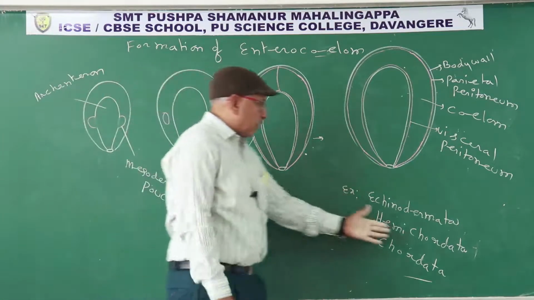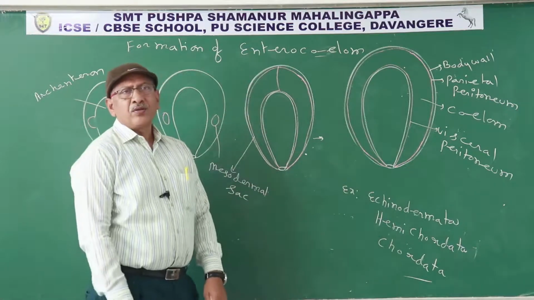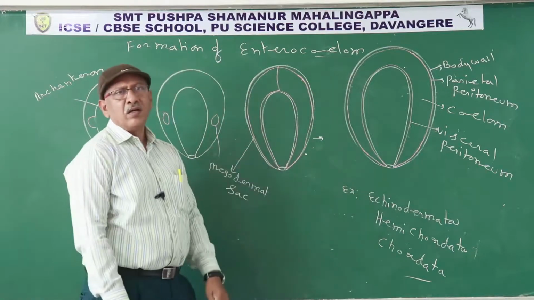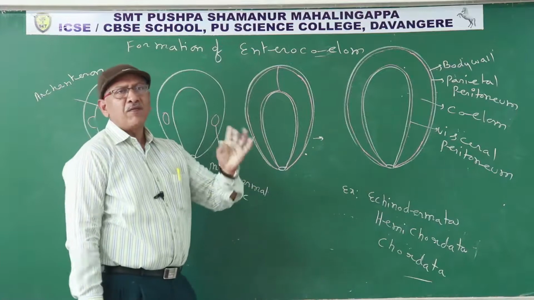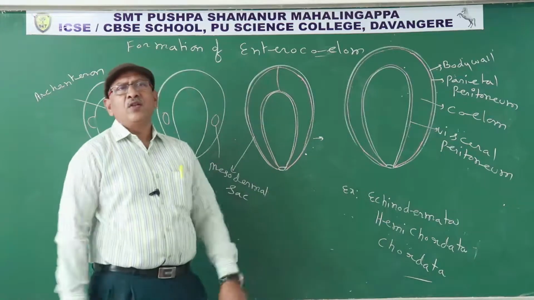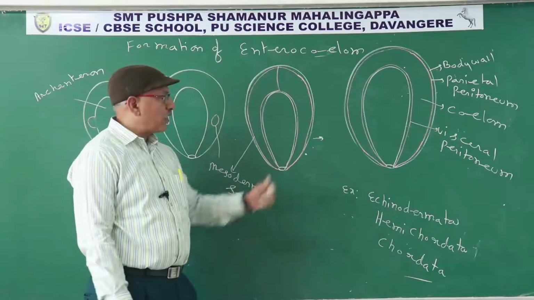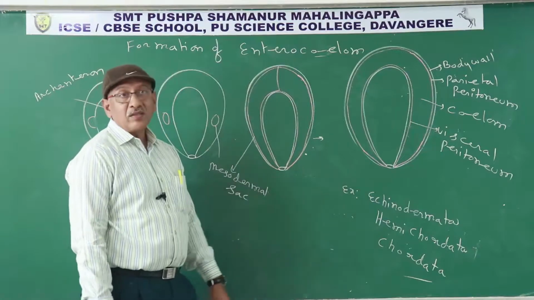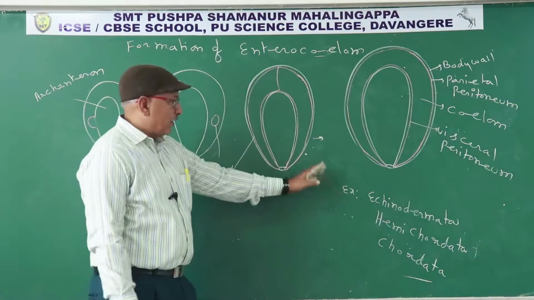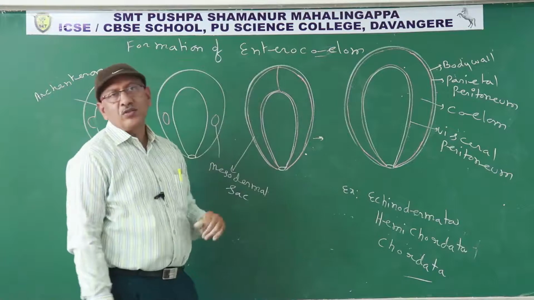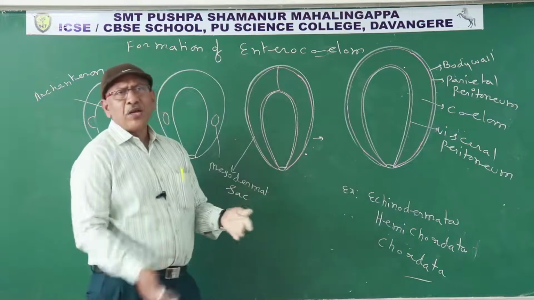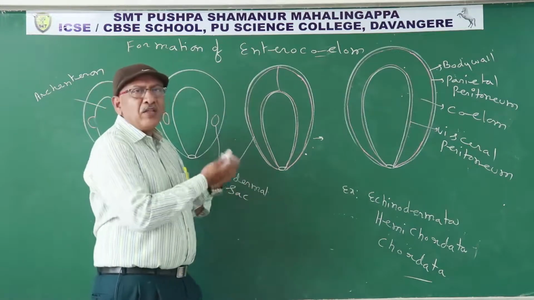Example: Echinodermata, Hemichordata, Chordata. So, enterocoelom is seen in members of phylum Echinodermata, Hemichordata, Chordata. Schizocoelom is seen in members of phylum Annelida, Arthropoda, Mollusca. So all these 6 phyla are coelomates. In our textbook, coelomates are given, that is correct. But in NEET exam or CET, you have to prepare in detail. So in Echinodermata, Hemichordata, Chordata, enterocoelom. Annelida, Arthropoda, Mollusca, schizocoelom. So coelom is of 2 types depending upon the formation.